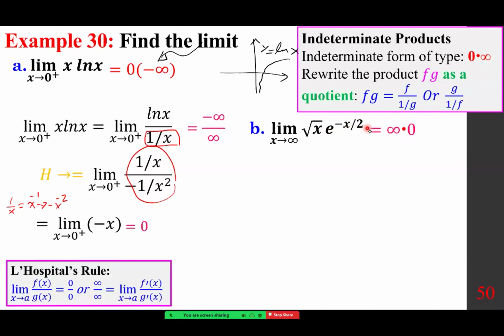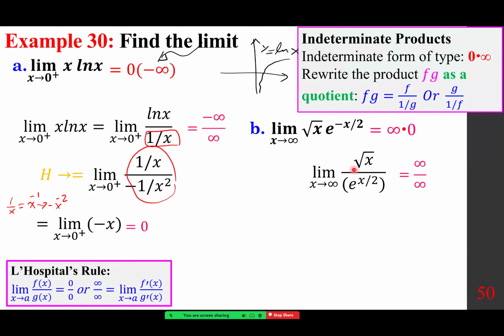So now we have to take one of them down. It's easier to take this down and make it a positive exponent. And I hope you realize, if I put infinity, square root of infinity is infinity. And if I put infinity, e to the power of infinity over 2, or infinity times anything, becomes infinity. And now we can use L'Hopital's rule.